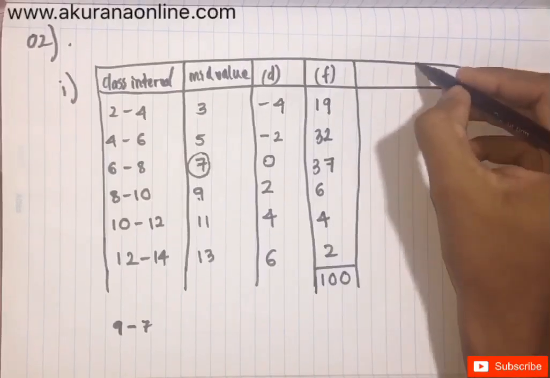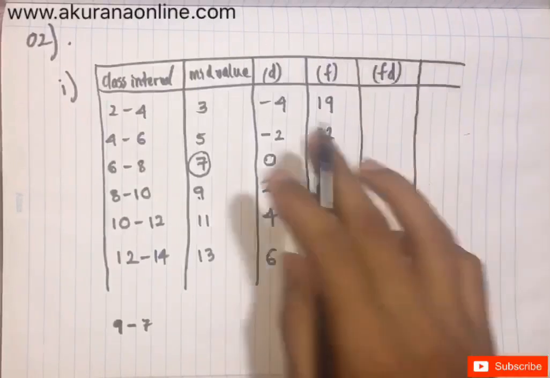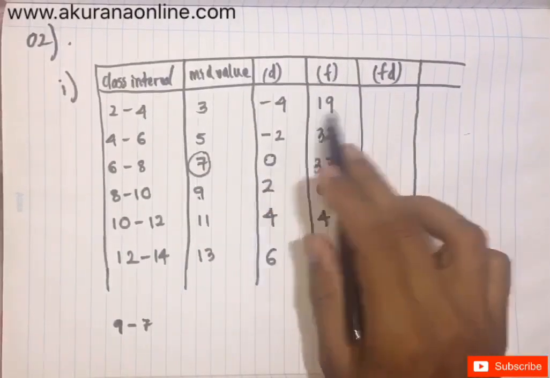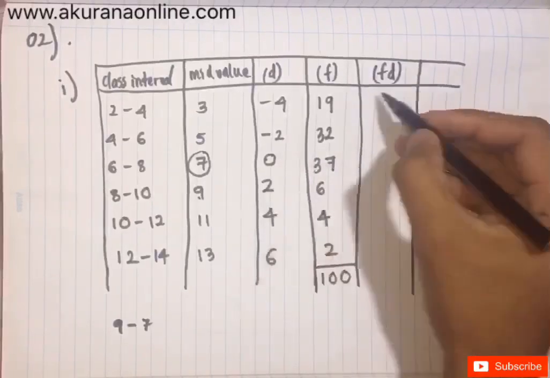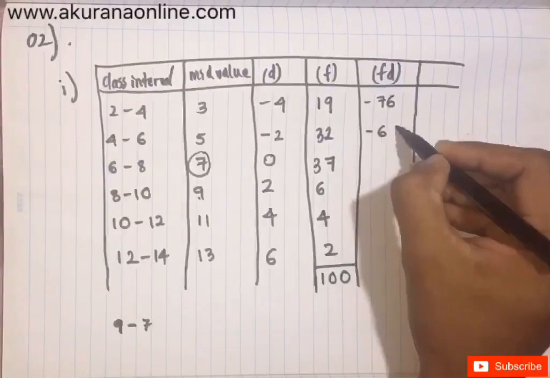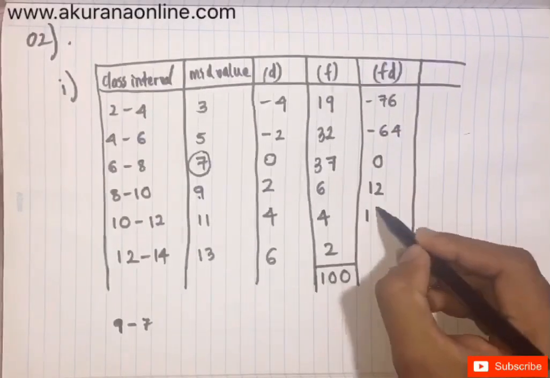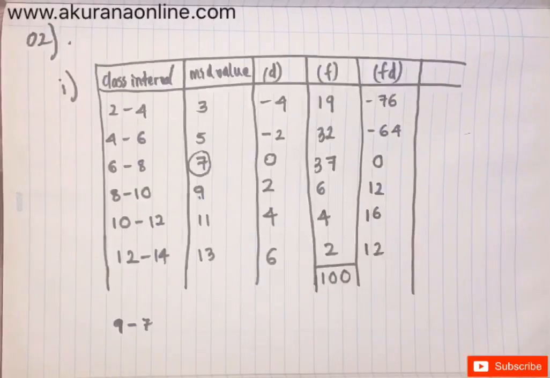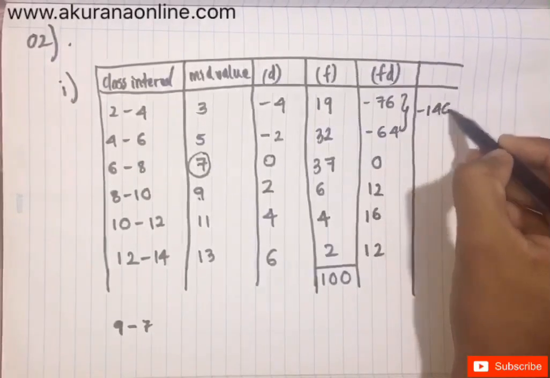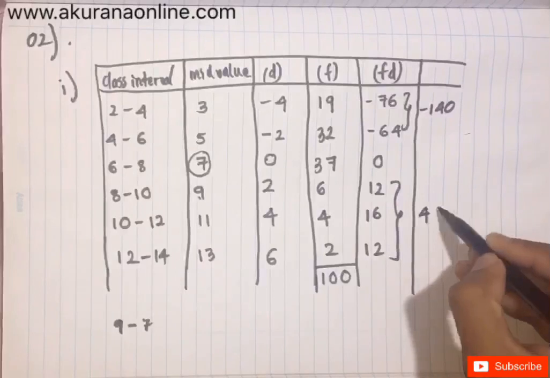Now in order to find the mean, first let us find FD. You have to multiply both F and D. Now I'll write all the answers for this. 19 multiplied by this is equal to minus 76, and here you have minus 64. Here you get 0. Here 12, 16 and 12. Now if you take the total of this, you have minus 140. This is 0 and total of this will give you 40.